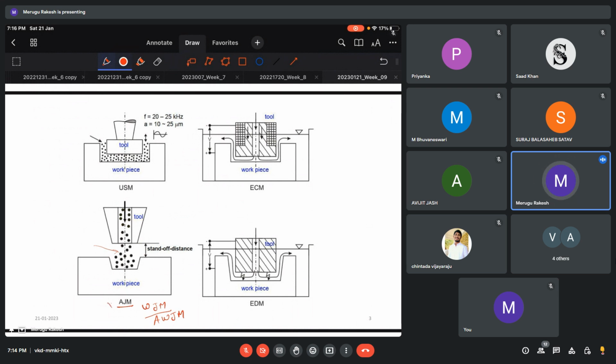So these are three different processes, which have three different applications. Then finally, the EDM process, in which we use an electric discharge. There will be a buildup of energy and one instantaneous drop in energy, which will instantly evaporate the workpiece surface. So these are the different types of processes.